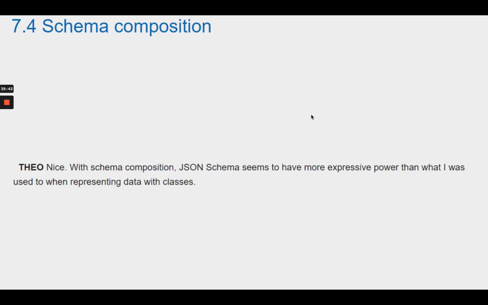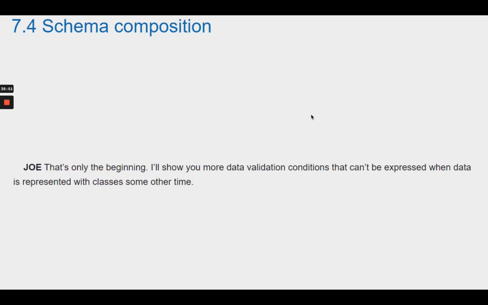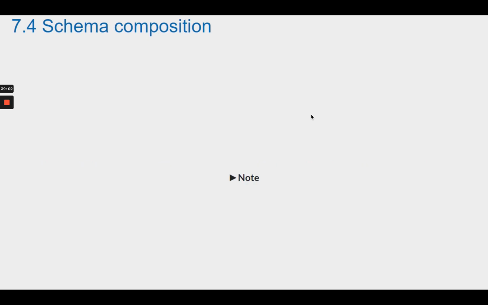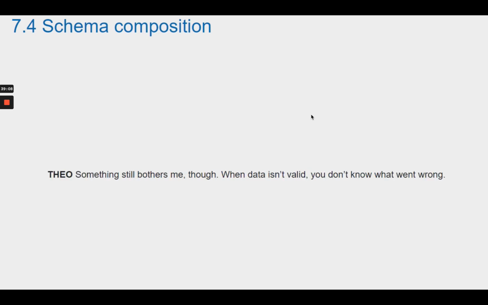Theo: Nice. With schema composition, JSON schema seems to have more expressive power than what I was used to when representing data with classes. Joe: That's only the beginning. I'll show you more data validation conditions that can't be expressed when data is represented with classes some other time. Note: advanced data validation is covered in Chapter 12. Theo: Something still bothers me though. When data isn't valid, you don't know what went wrong.